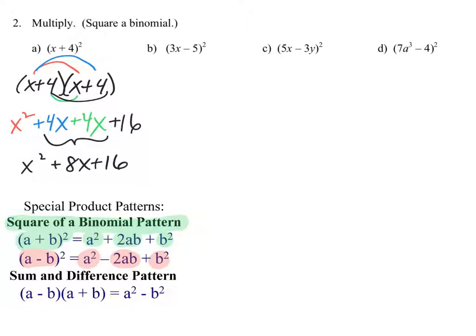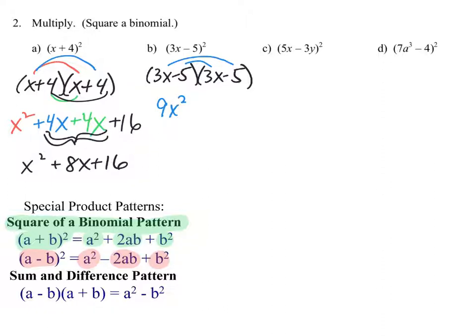So let's look at using a shortcut for part B. We could write it as 3x minus 5 times 3x minus 5 and use the FOIL process. But in the FOIL process, those middle two terms are going to be the same whenever you're squaring a binomial. So we can write this as squaring the first term. 3x times 3x is 9x squared, twice the product. In other words, the outer is 3x times a negative 5, or negative 15x, and the inner is also a negative 15x. So it's always going to be double the product of the first and the last term.